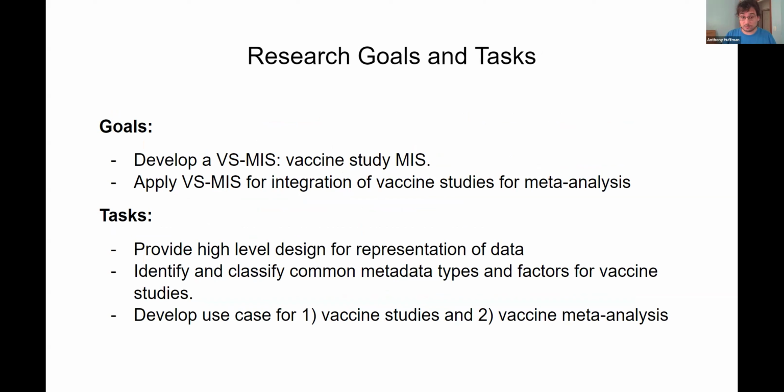So in order to accomplish that, we had three major tasks. The first is to decide what is going to be the high-level design for the data representation. We need to identify what kind of common metadata types and factors exist for vaccine studies. We need to develop use cases for both an individual vaccine study and also when we're dealing with vaccine meta-analysis.